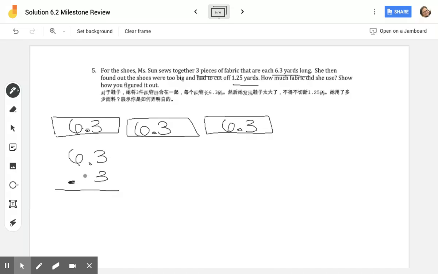We know we're multiplying the first one by tenths, so 3 times 3 is going to give me 9. And 3 times 6 is going to give me 18. And I multiplied by the tenth, so 18.9 yards total.